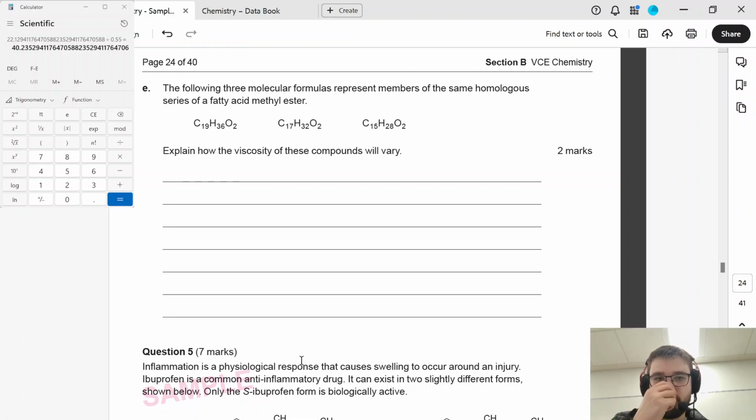The following 3 molecular formulas represent members of the same homologous series of a fatty acid methyl ester. Explain how the viscosity of these compounds will vary.